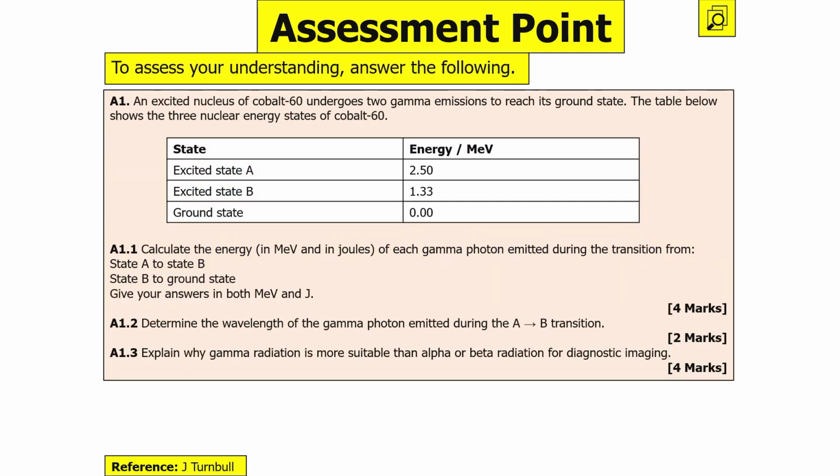An excited nucleus of cobalt-60 undergoes 2 gamma emissions to reach its ground state. The table below shows the 3 nuclear energy states of cobalt-60. Calculate the energy in MeV and joules of each gamma photon emitted during the transition from state A to state B and state B to ground state. Determine the wavelength of the gamma photon emitted during the A to B transition. Then explain why gamma radiation is more suitable than alpha or beta radiation for diagnostic imaging.